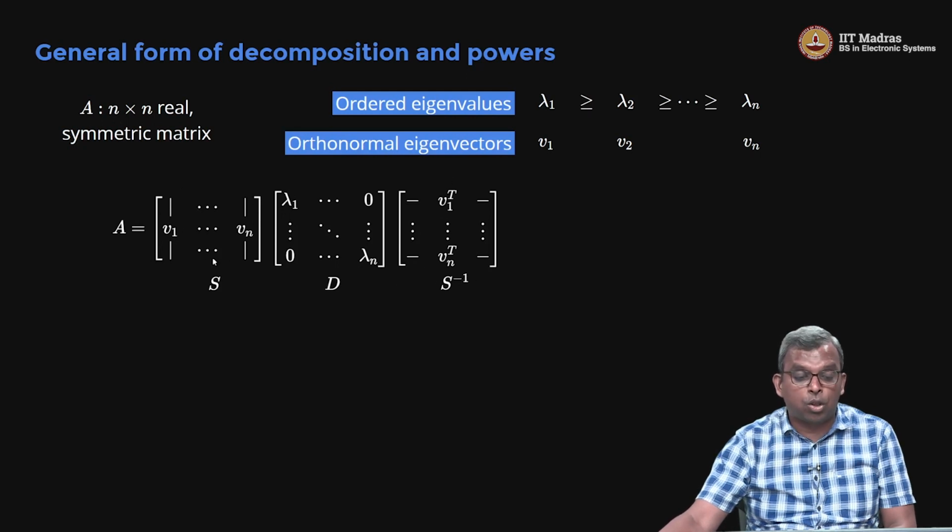That's because of the orthonormality of the columns. You multiply these two, S and S inverse, and you will get identity. It's very easy to check. You multiply S inverse with S, and you will end up with identity.